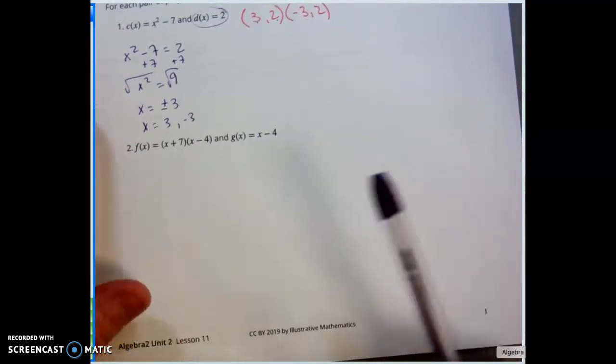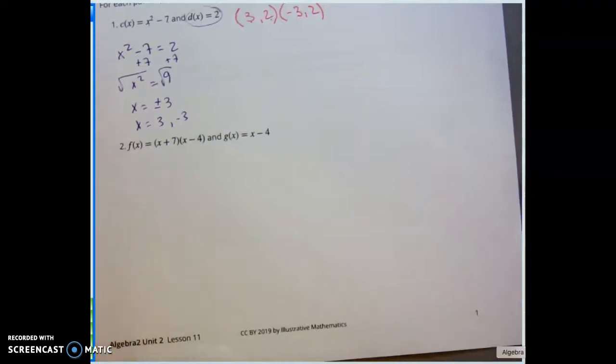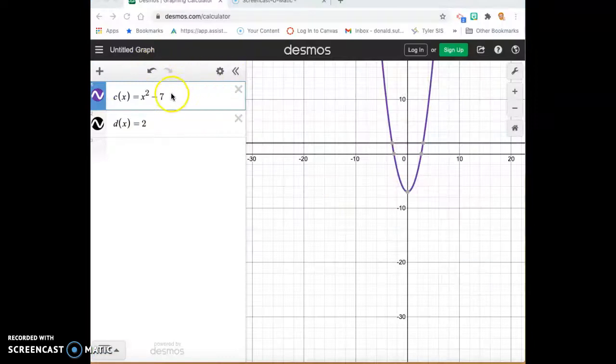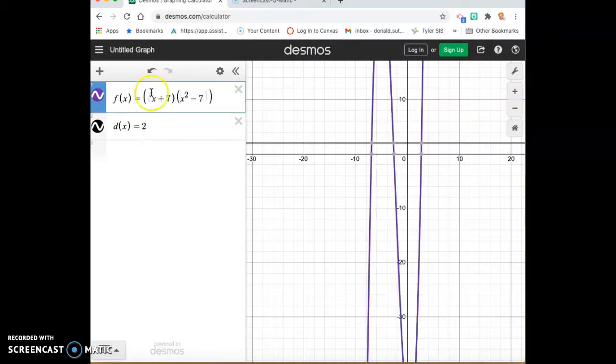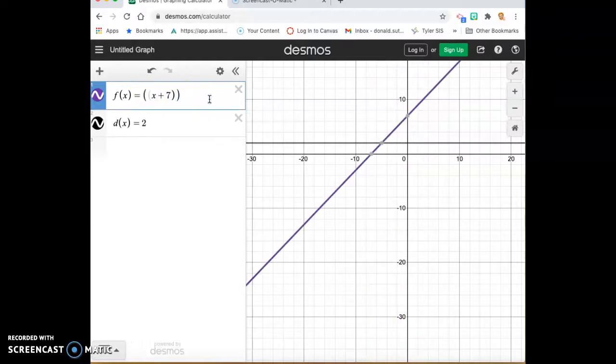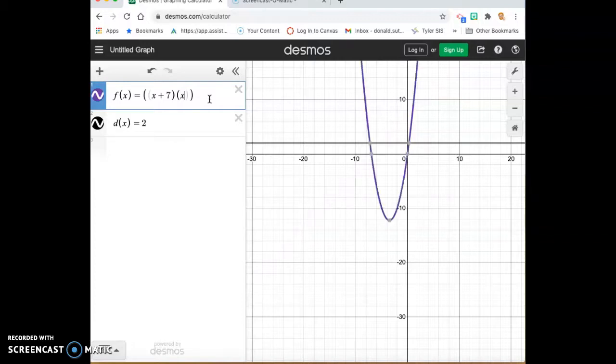Okay, on this next one, I could use my calculator, or I could use my graphing software. So let me switch again here. Okay, and I've got f of x is x plus 7, and x minus 4.